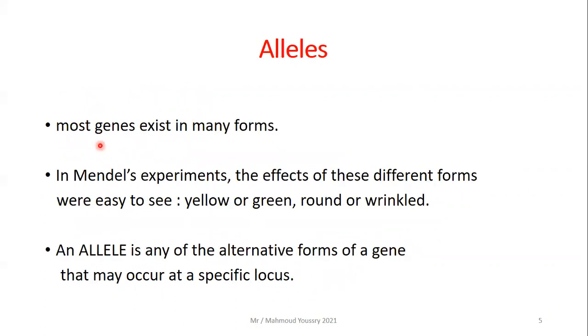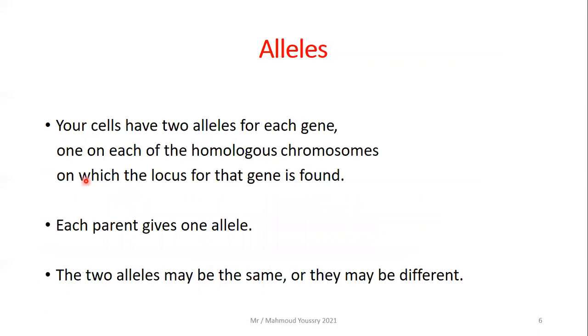What about alleles? Most genes exist in many forms. In Mendel's experiments, the effects of these different forms were easy to see. Yes, yellow or green color, round or wrinkled seeds. But what is an allele? An allele is any of the alternative forms of a gene that may occur at a specific locus. Your cells have two alleles for each gene, one on each of the homologous chromosomes on which the locus for that gene is found. Each parent gives one allele. The two alleles may be the same or they may be different.